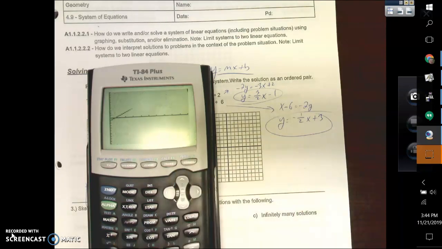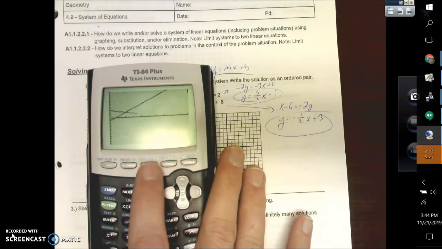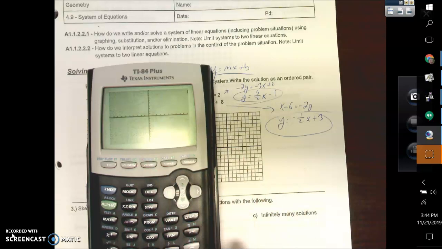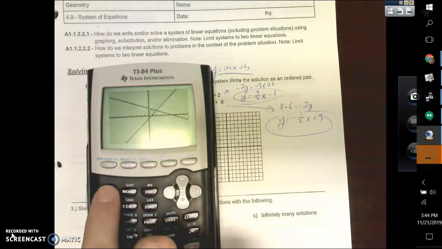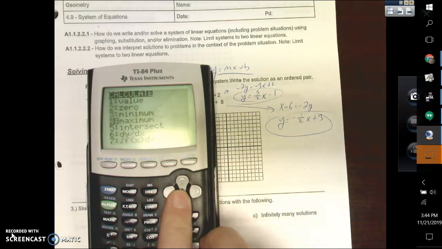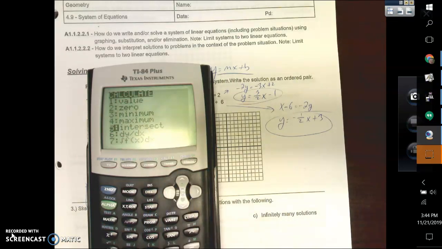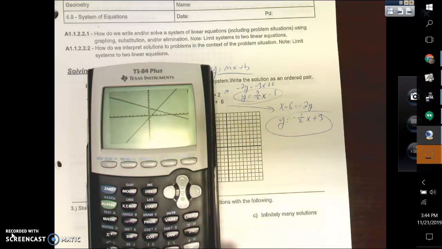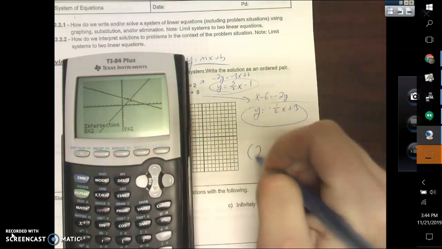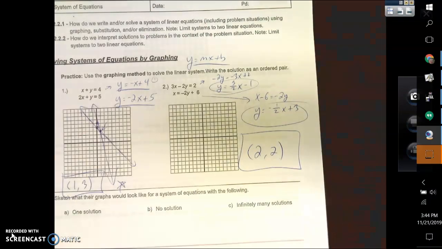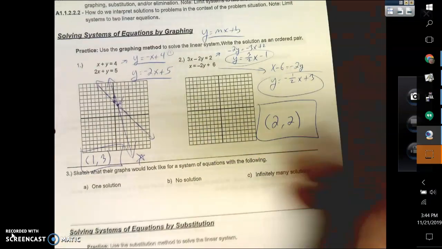I hit graph. Now, here's a good thing for you guys to see. This is a really weird graph, so I'm going to hit zoom, and the number 6 is standard. I want where they hit. So they hit right around there, but here's the cool thing. If you hit second, trace, there's an option that says intersect. Scroll down to number 5, enter. It says first curve, enter. Second curve, enter. Guess. It actually tells you my answer is (2, 2). If you get good at that, which I'll be glad to show you in class if you'd like, you can just bypass the whole thing.